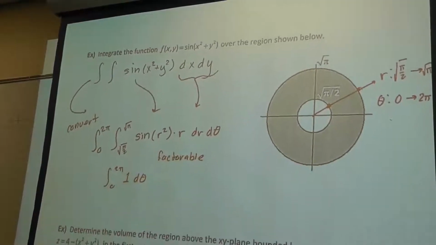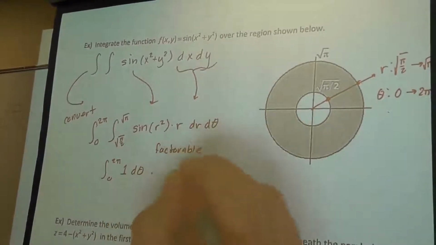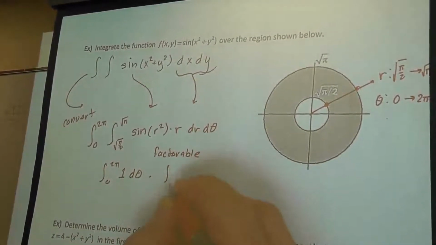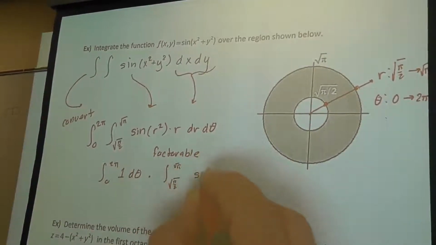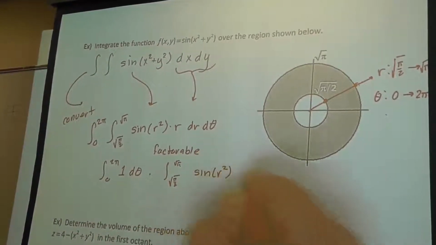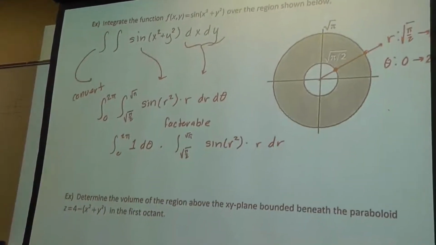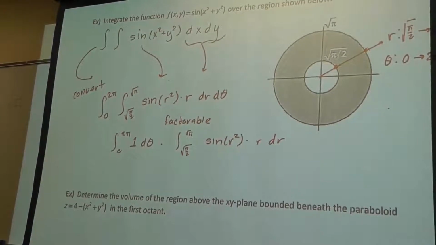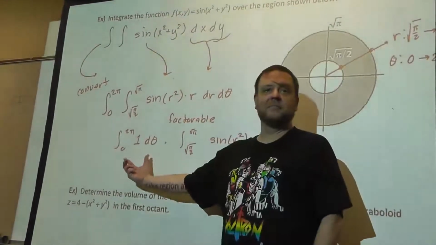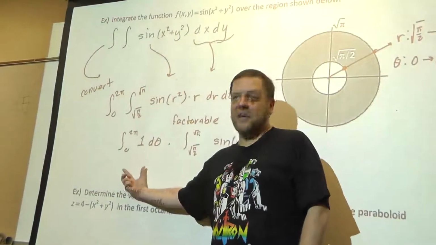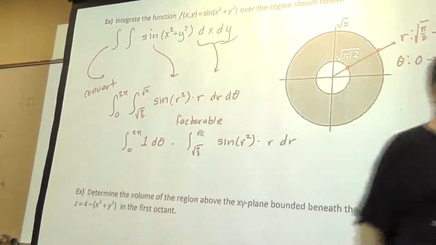Kind of redundant to write that 1, but really the only function of theta there is the number 1 d theta. And then times the integral from root pi over 2 to root pi for sine of r squared r dr. Get your pirate jokes out now if you want to. And so what's that going to become? Your integral there would be theta, upper limit 2 pi, lower limit 0, just pops out 2 pi.